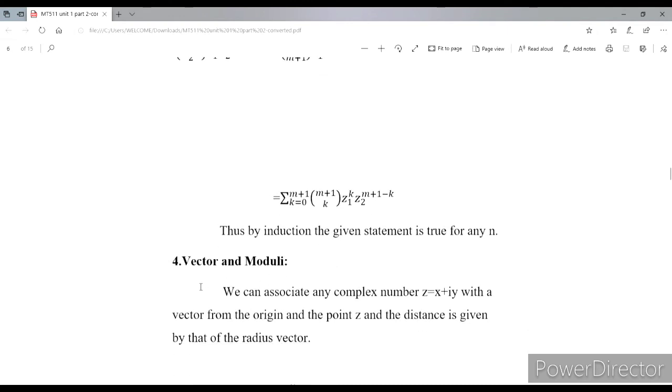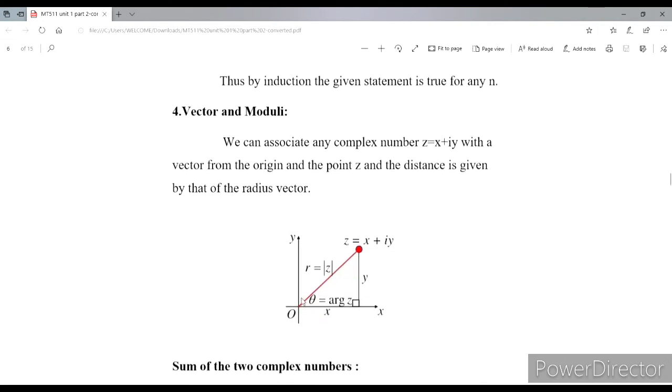The next section, vector and moduli. We can associate any complex number z equal to x plus iy with a vector from the origin, and the point z, and the distance is given by that of the radius vector. That is, modulus is the radius vector, and this is the argument of z. This is z, which is (x, y).